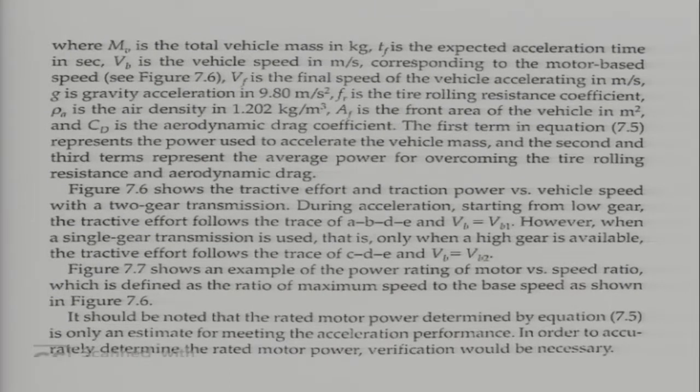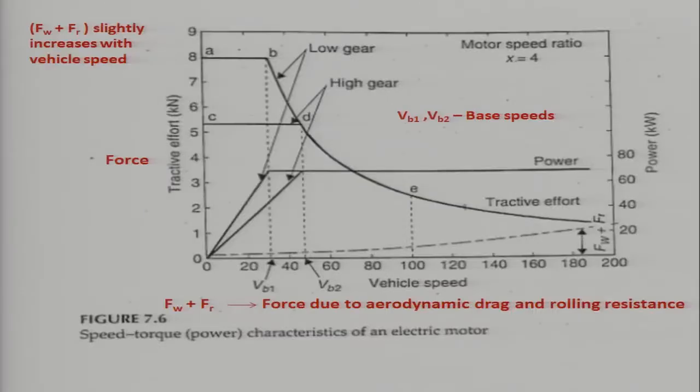So here, figure 7.6 is this particular graph. For any tractive power design or traction motor, this is the characteristic which is available. Suppose you have two gears, low gear and high gear, a two gear mechanism. In such cases, these are nothing but the performance or accelerating performance for the traction motor.